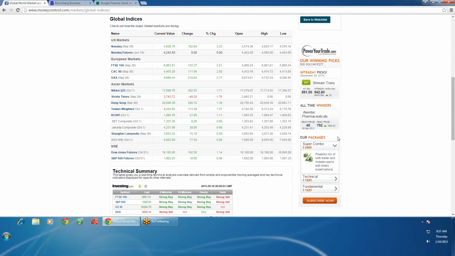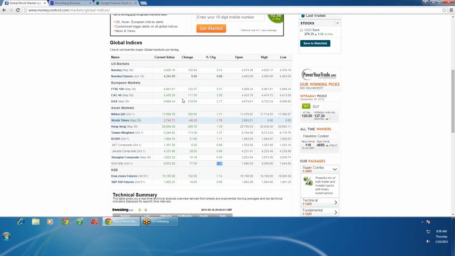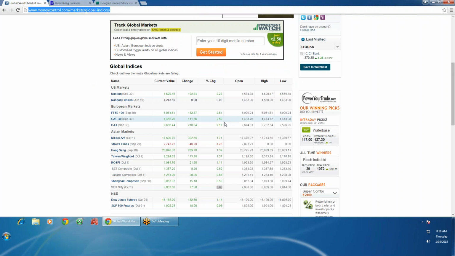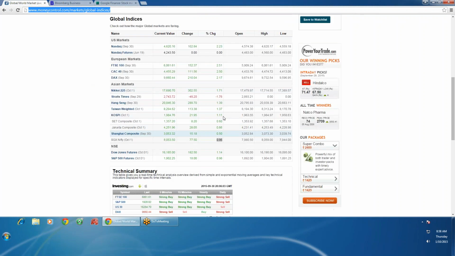So the markets are high, it's all in green. You can see that SGX Nifty is almost 1% up, nearly 1%. So that's going to be a gap up open. I'm getting all this data from Money Control. This is how we do it. We just check how the US markets or the European markets have closed, and how the Asian markets are performing in the morning. So you can have a fair idea of what it will be like for NSE. We just do this every day.